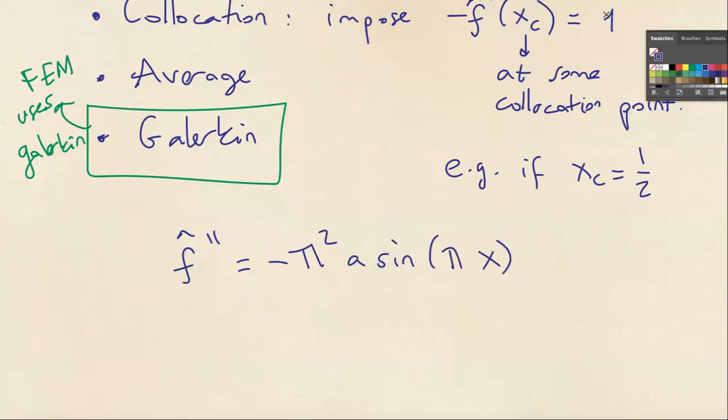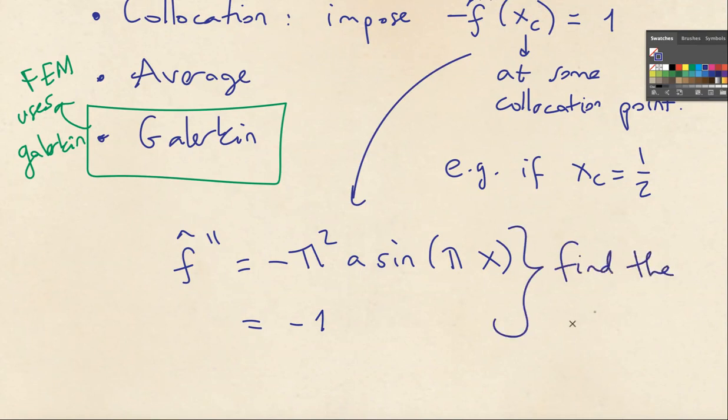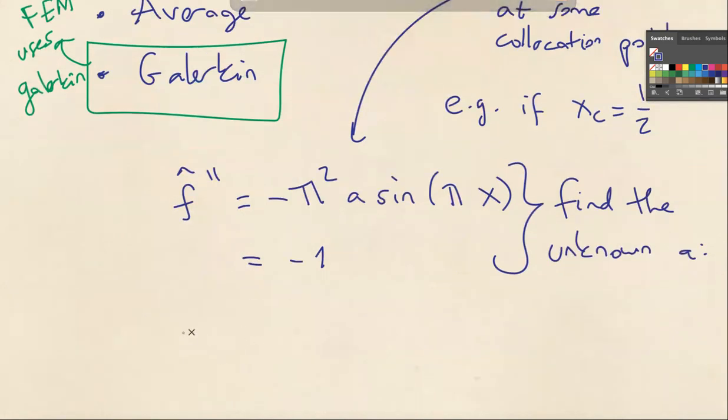And I want this to satisfy this equation. So this is going to help us find the a. I know this is going to be equal to -1 from this equation. That means we find the unknown a in the approximation. How? If this is the case, what does that mean? Cancel the rest. Oh, that is the xc, sorry. Oh yeah, at the collocation point xc.